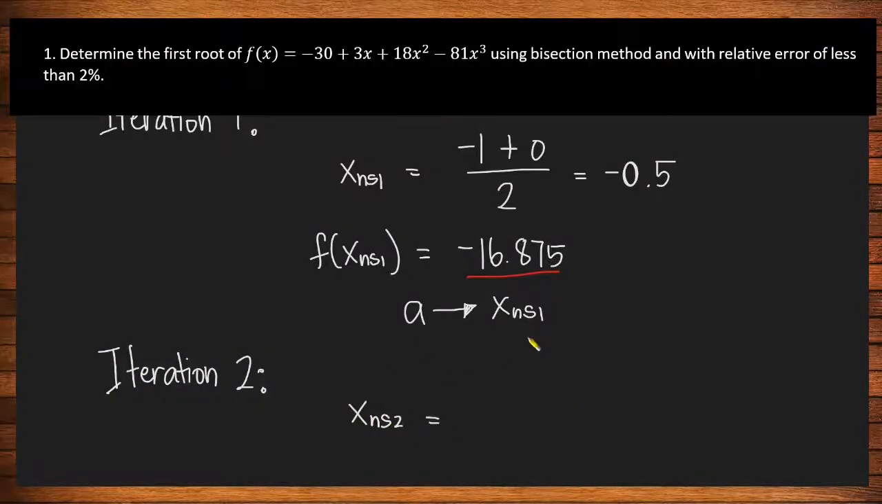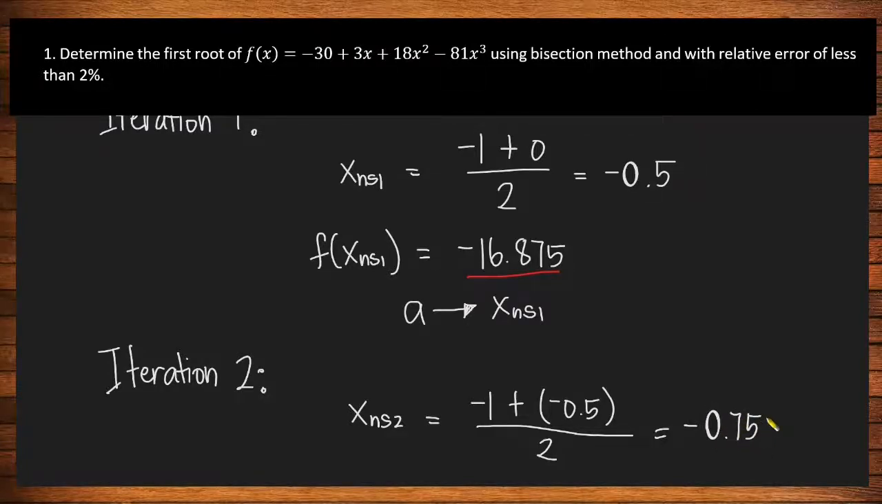Okay, so for our second estimated solution, we will have (A plus B) over 2. A is the same pa rin, negative 1, plus yung bagong value ng B natin or ng upper bound natin, which is yung estimated numerical solution natin on our previous iteration. For our next estimate, we have negative 0.75.